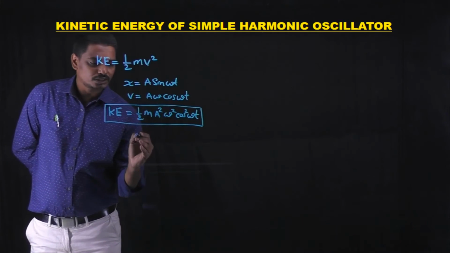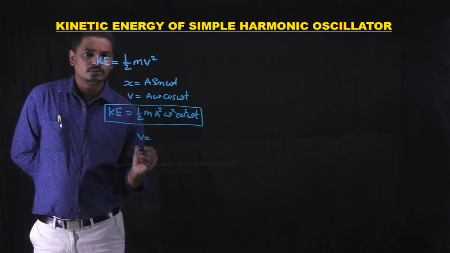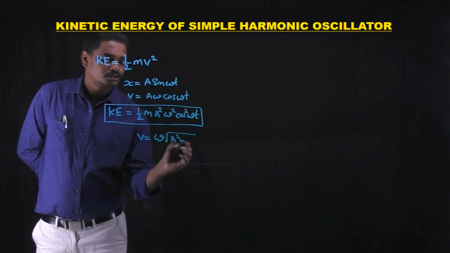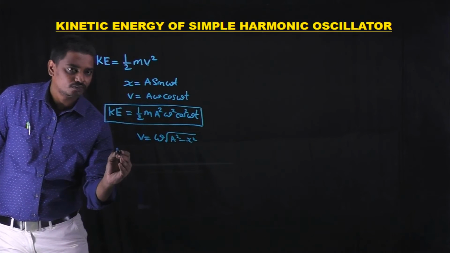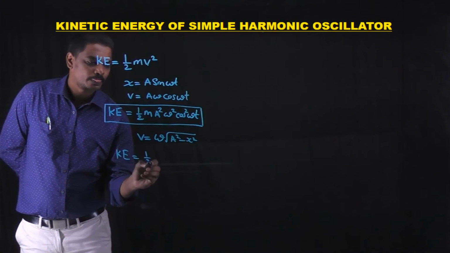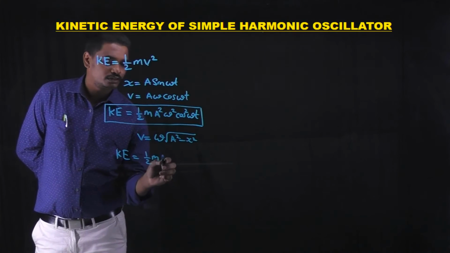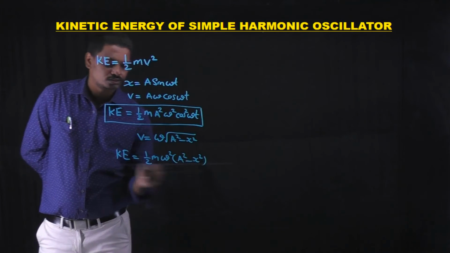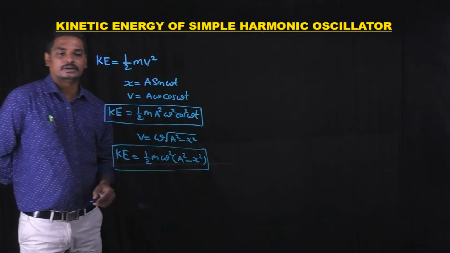The equation for the velocity can also be given as v equal to omega into root over A square minus x square. If you substitute this in the above equation, then we can write kinetic energy KE is equal to half m, in terms of v square, omega square into A square minus x square, which is the expression for kinetic energy in terms of displacement.